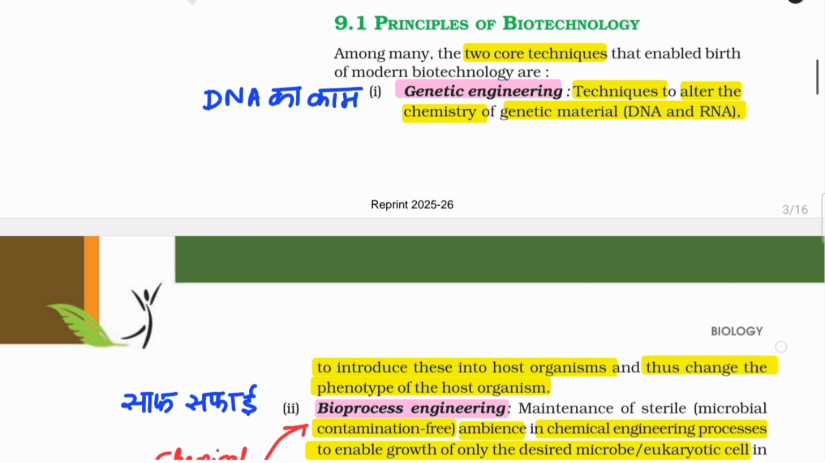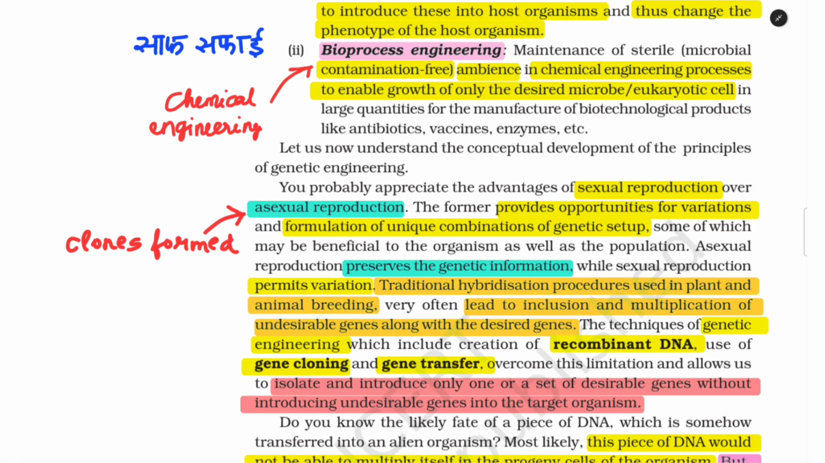9.1 Principles of Biotechnology. Among many, the two core techniques that enabled birth of modern biotechnology are: number 1, genetic engineering, techniques to alter the chemistry of genetic material, DNA and RNA, to introduce these into host organisms and thus change the phenotype of the host organism.